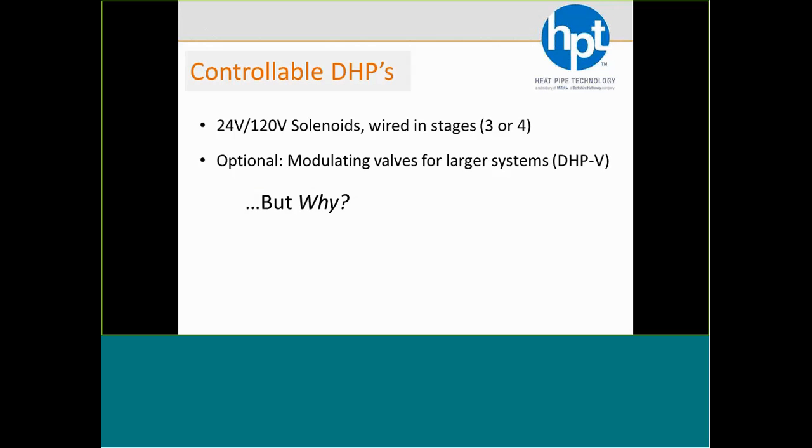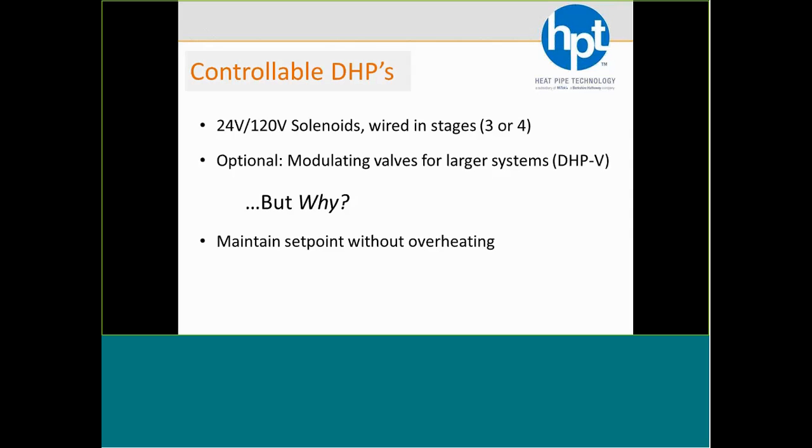So that's what we do. But the big question is why? Why would we even use a controllable heat pipe? Surely it's going to cost a little bit more than a regular heat pipe. That's a fair guess and a correct one. Well, the easy answer is that you can control or maintain a set point without overheating.